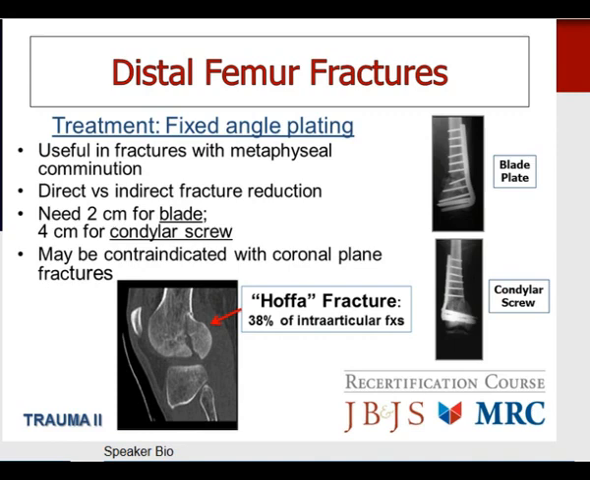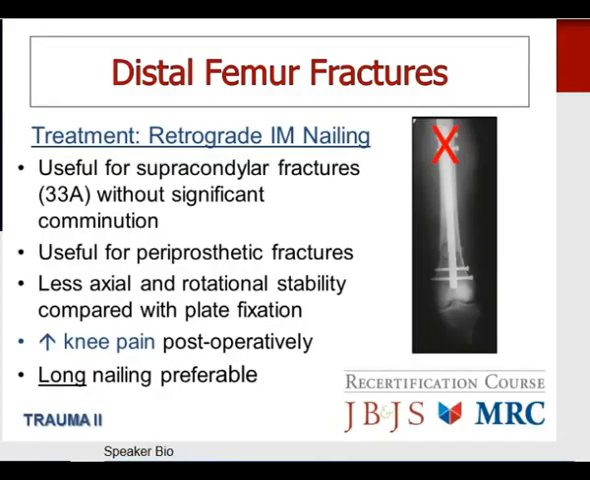The Hoffa fragment is a vertically oriented fracture in the coronal plane, and it's seen in about 38% of all intra-articular fractures of the distal femur, typically involving the lateral femoral condyle. Retrograde nailing of distal femur fractures is appropriate for supracondylar fractures, the 33A fractures without significant comminution. It's also useful for treatment of periprosthetic fractures of the distal femur in situations where the posterior cruciate ligament has been spared. However, compared with plate fixation, this technique does have less axial and less rotational stability. There's also an increased incidence of knee pain.